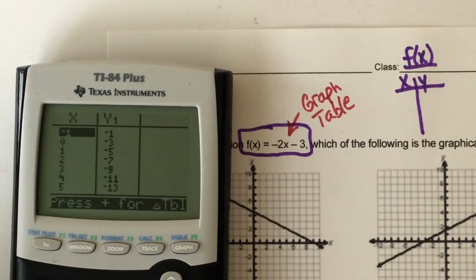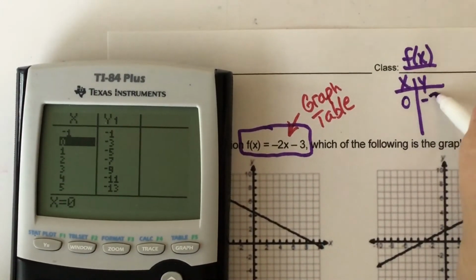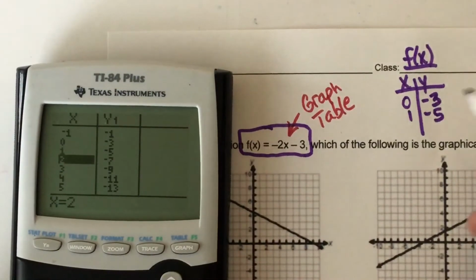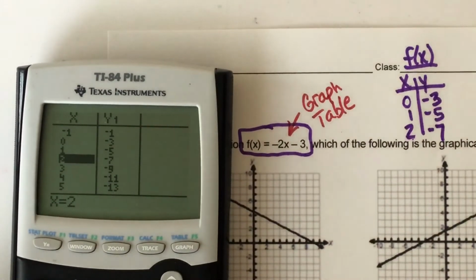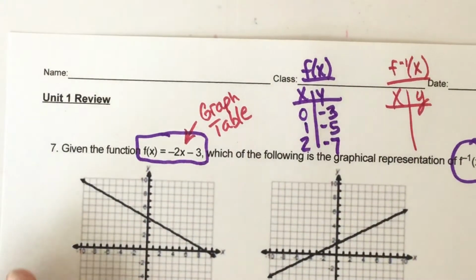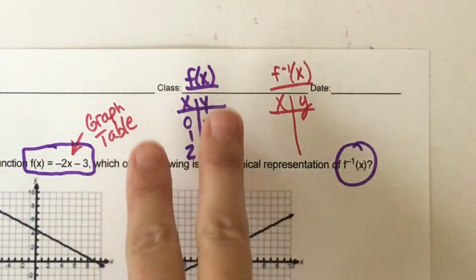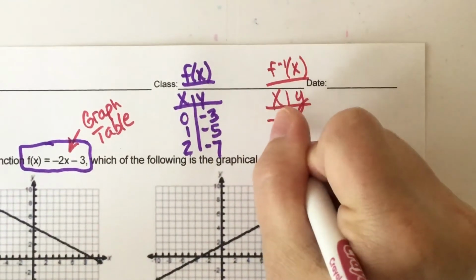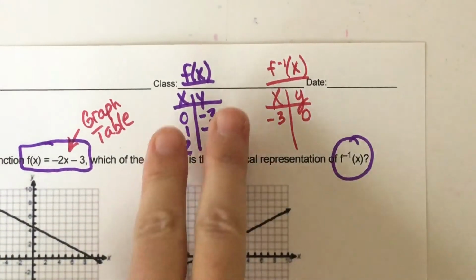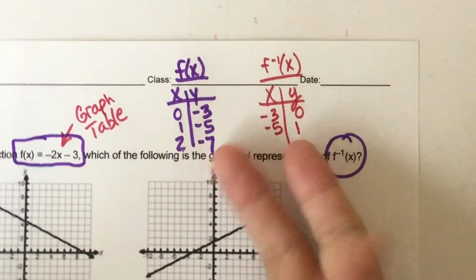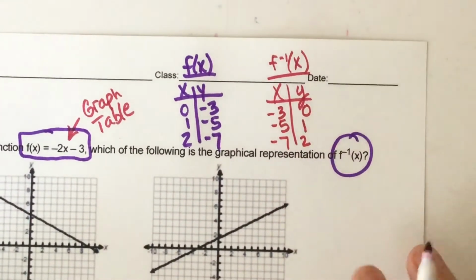Okay, I'm just going to write down some of these numbers, and it doesn't matter which ones I write down. So I'm going to just start with this one. 0, negative 3. 1, negative 5. 2, negative 7. Okay, so for the inverse, I'm going to flip them all. So if I flip 0, negative 3, I get negative 3, 0. If I flip 1, negative 5, I get negative 5, 1. If I flip 2, negative 7, I get negative 7, 2.